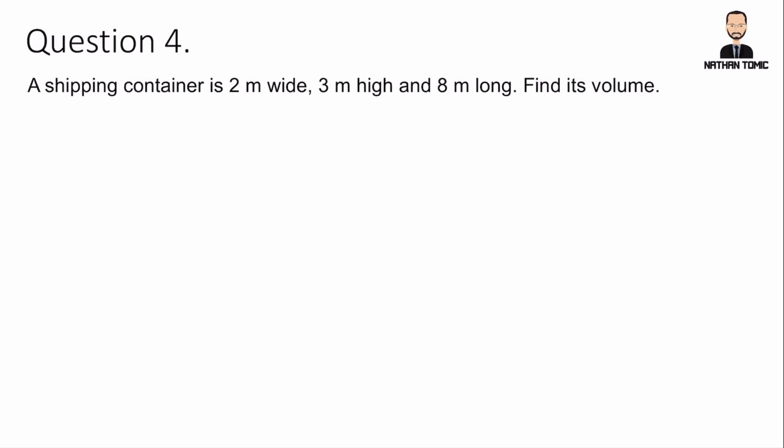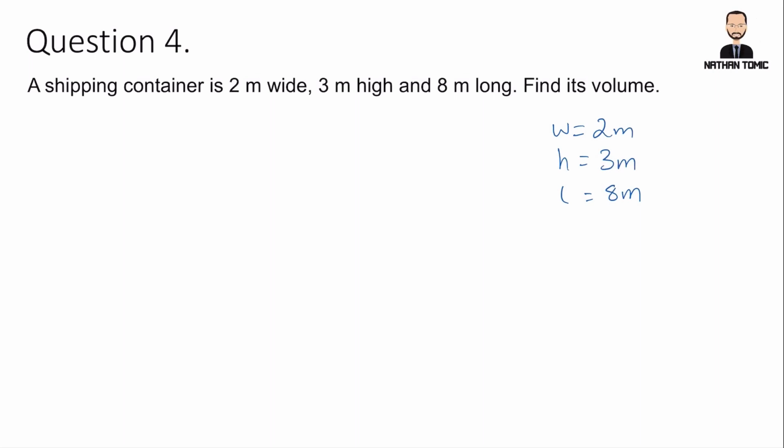Question 4. Again, it's another worded problem. So a shipping container is 2 meters wide, 3 meters high, and 8 meters long. Again, it asks us to find the volume. So just like the previous question, technically all our values have been given to us. So we have a container that has a width or W of 2 meters. We have a H or height of 3 meters, and we have a length or L of 8 meters. So we could go and plug those straight into our formula and work it out.